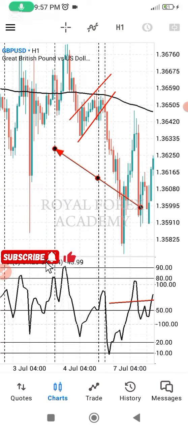Okay, and then for us to make a sell entry, this is where the indicator window comes in. For instance, if we want to sell, we will want to see that in our indicator window, if we get a divergence, it is an additional confirmation.